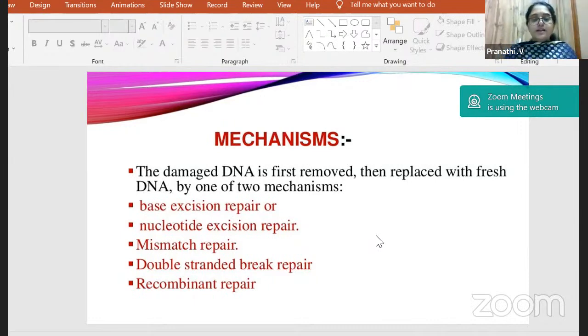in damage reversal you have photoreactivation, the simplest and oldest repair mechanism. So the pyrimidine dimers, when formed by UV light, UVA, UVB, are basically broken. So photoreactivation is one method. Photolyase is the enzyme that is used.